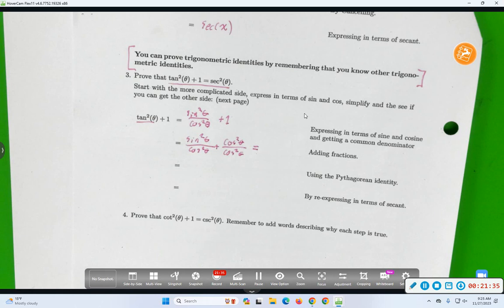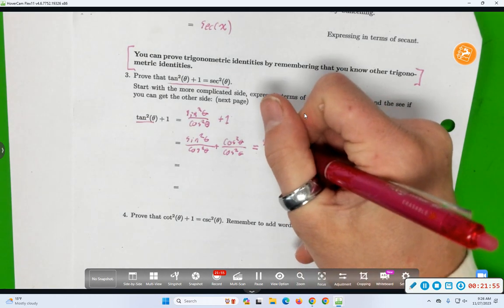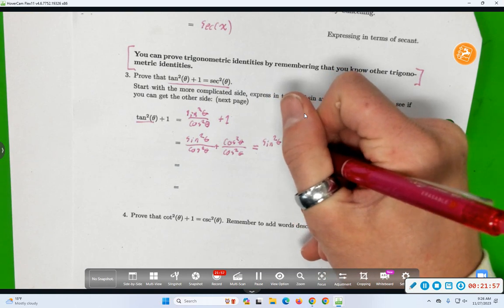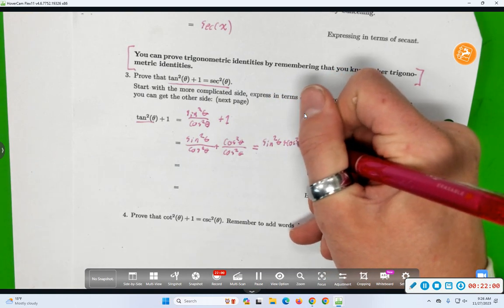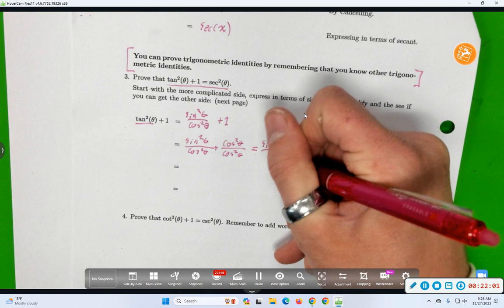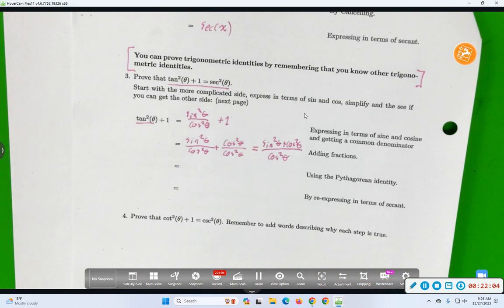Now that we have a common denominator, the only step that should ever follow after you get a common denominator is probably to add these fractions. I can't think of another reason you'd want to get a common denominator. Maybe if you want to clear out the denominator, but whatever. You get a common denominator, you want to add fractions. Let's add these fractions together now that it's easy. I see sine squared theta plus cosine squared theta all over cosine squared theta.